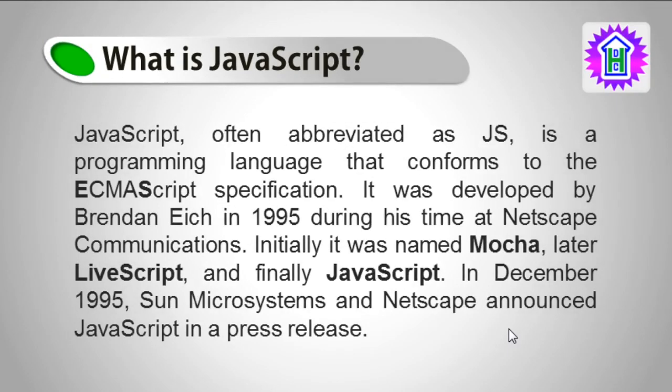JavaScript, often abbreviated as JS, is a programming language that conforms to the ECMAScript specification. It was developed by Brendan Eich in 1995 during his time at Netscape Communications. Initially, it was named Mocha, later LiveScript, and finally it was named JavaScript. In December 1995, Sun Microsystems and Netscape announced JavaScript in a press release.